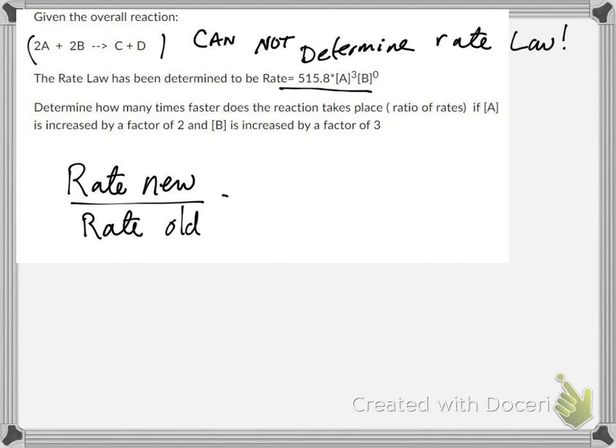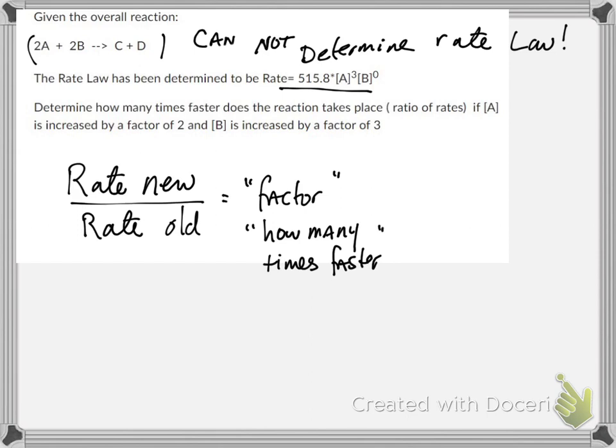So this is built by taking the ratio of the new rate, with the new concentrations, over the old rate, and this gives you what's called the factor, or how many times faster. You'll see this a lot: by what factor is the reaction faster, or how many times faster? So we put in the rate law, and then we write the changes that have been made. We're doubling how much A there is, and we raise that to the third power. We're tripling the amount of B, and we raise that to the 0 power.